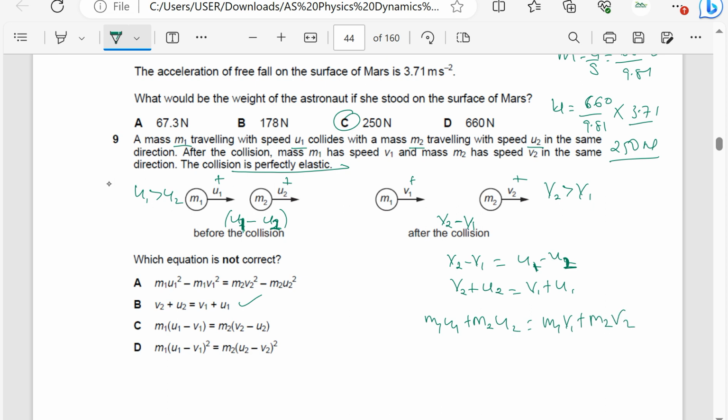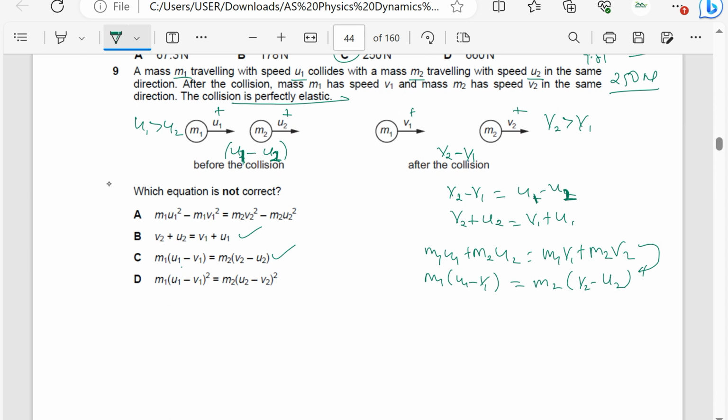So when you collect M1 into U1, so we have M1 into U1 minus V1 should be equal to M2 into V2 minus U2. So when I simplify this, I get that. So this equation is correct. Then the first equation is as if it is conservation of kinetic energy. Let's check kinetic energy before is a half. So this is momentum. Then this is kinetic energy.